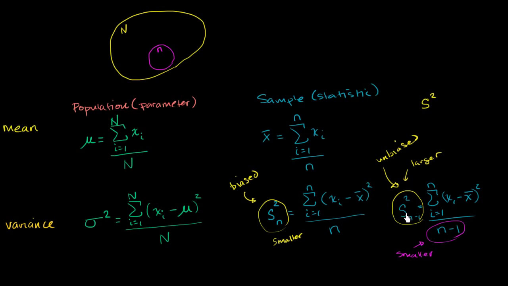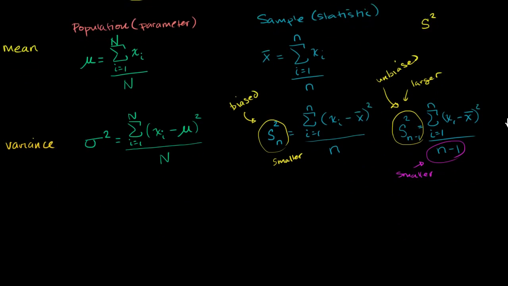But let's think about why this estimate would be biased, and why we might want to have an estimate like this that is larger. And then maybe in the future we could have a computer program or something that really makes us feel better that dividing by n minus 1 gives us a better estimate of the true population variance.